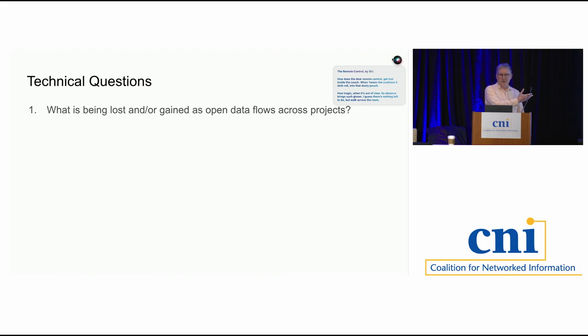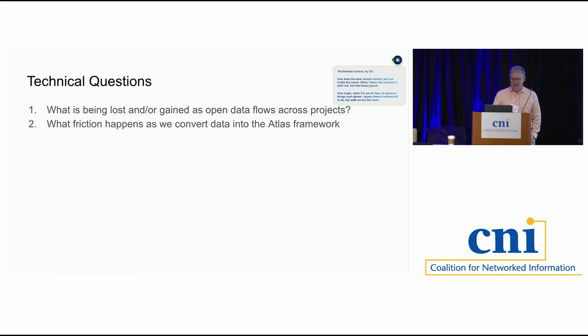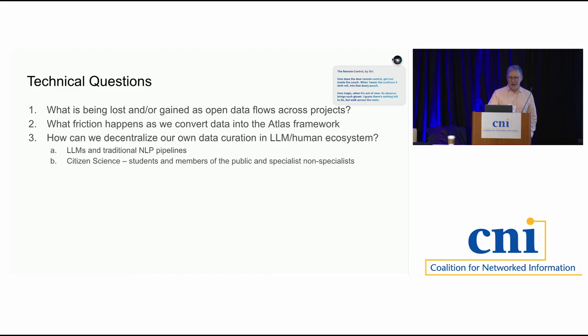I gave you an example of a dramatically problematic one where the credits went away. But there's lots of other decisions that are made. What friction happens is we convert data into the Atlas framework. I mean, what are some of the issues that happen if you're trying to bring things into a particular format?